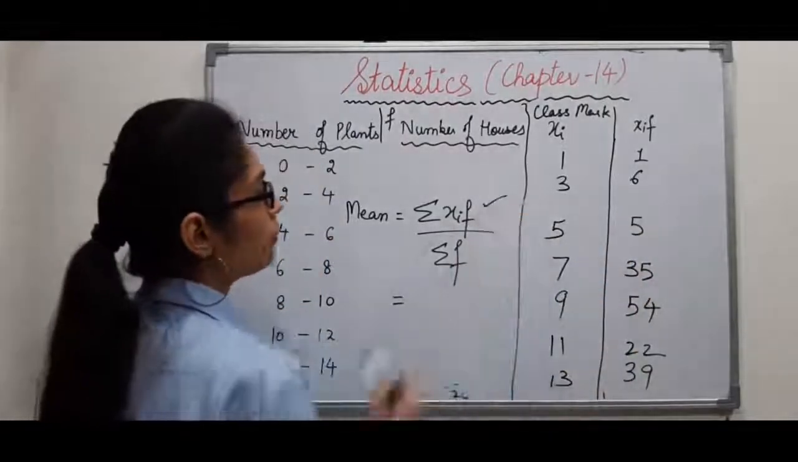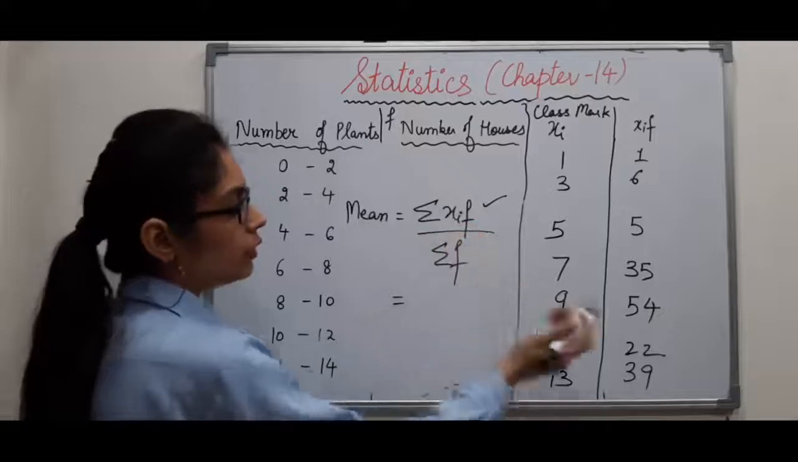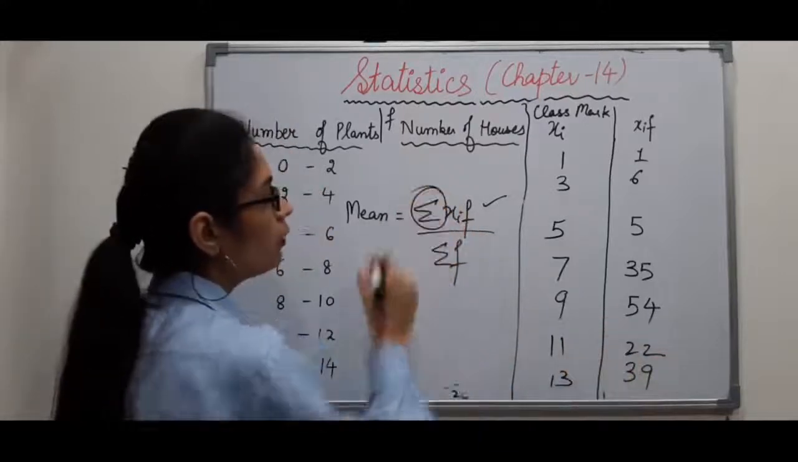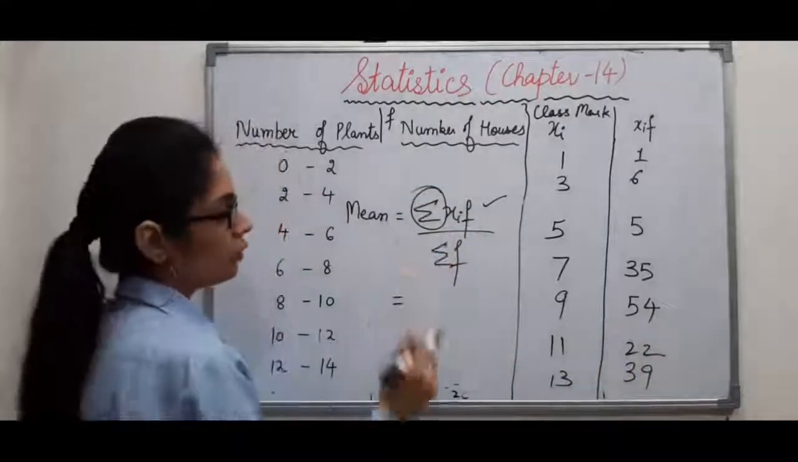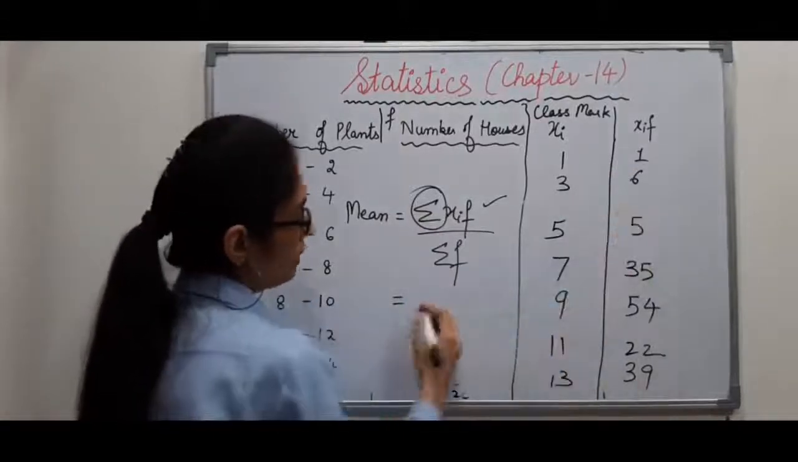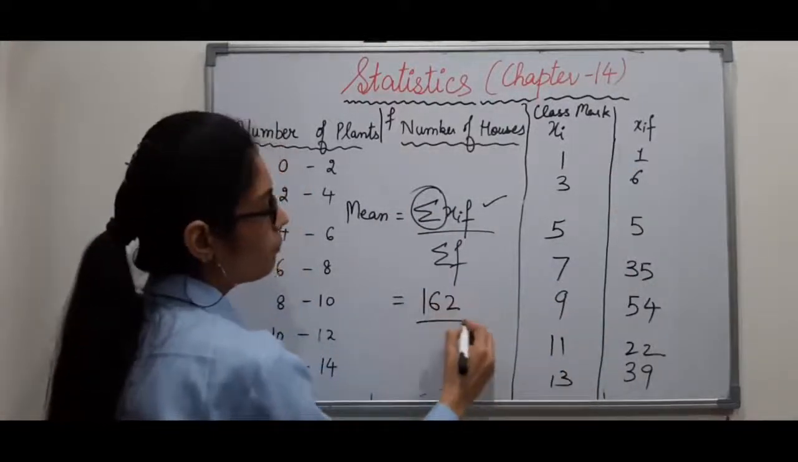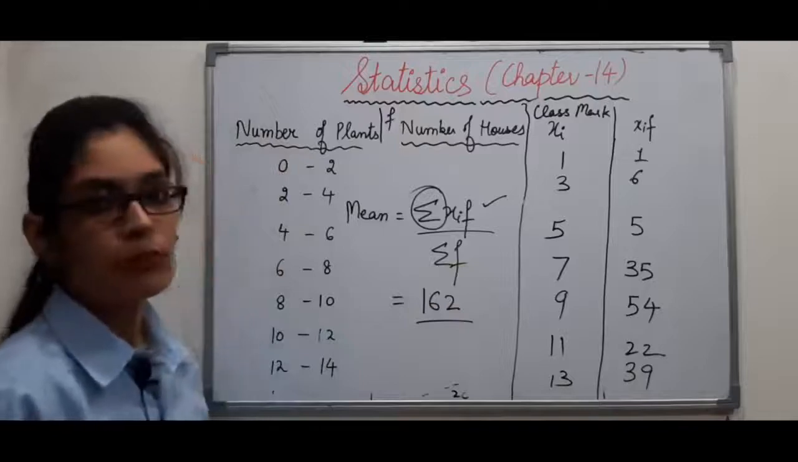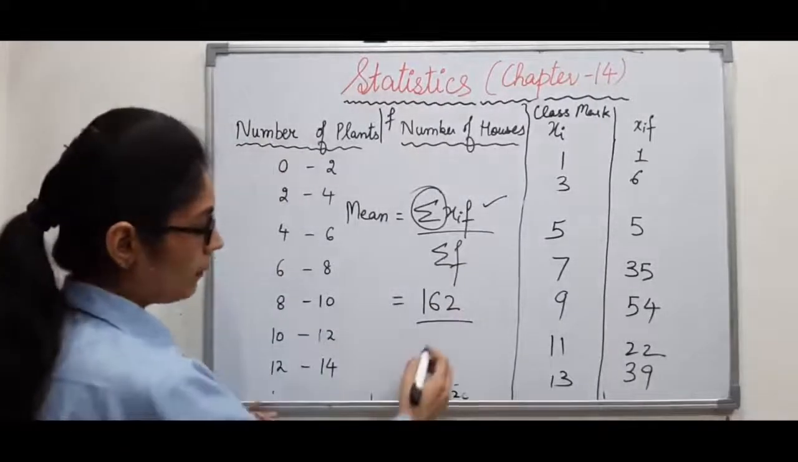This is the meaning of summation xifi. So its product you are doing total. This means total. So on adding all these, we get 162. Summation of frequency, it is already given, it is 20.